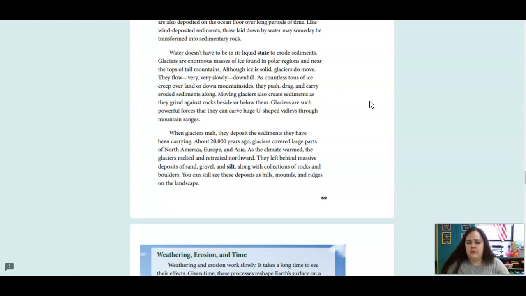When glaciers melt, they deposit the sediments that they have been carrying. About 20,000 years ago, glaciers covered large parts of North America, Europe, and Asia. As the climate warmed, the glaciers melted and retreated northward. They left behind massive deposits of sand, gravel, and silt, along with collections of rocks and boulders. You can still see these deposits as hills, mounds, and ridges on the landscape.